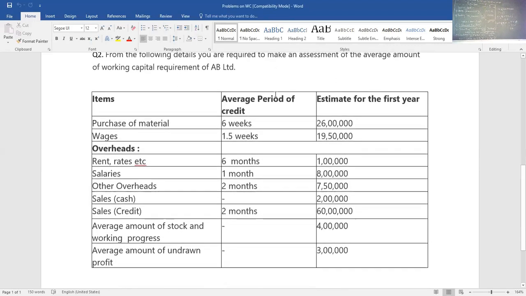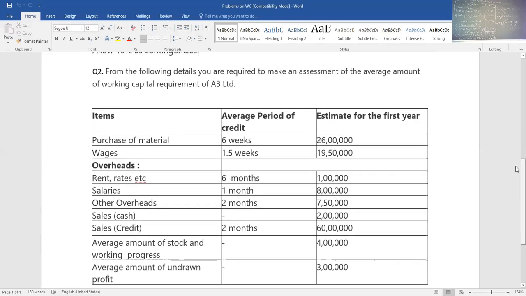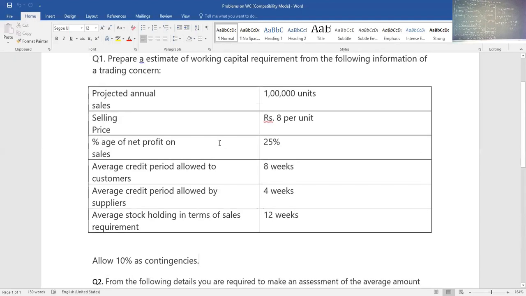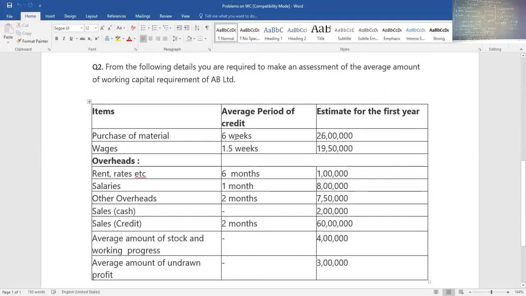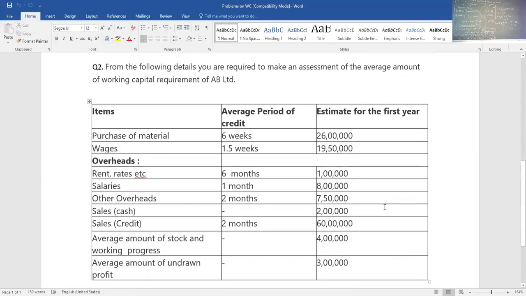Yes. So this is your next question. Look into the question. From the following details, you are required to make an assessment of the average amount of working capital required for AB Limited. So they have given you the information of AB Limited and they've asked us to estimate the working capital. Now, if you look into the previous question and this question, there is a very big difference where for each item they have specified the cost. So unlike the previous question, we don't require the number of units and the sales information. Instead, they have given us the cost that would be incurred for each of the items or expenses.